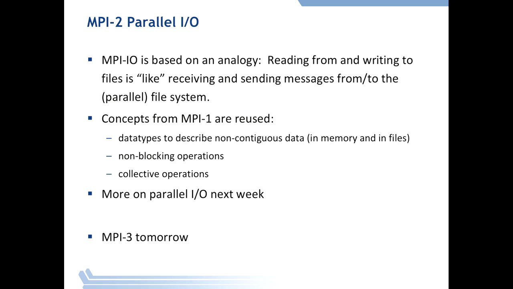That is, for scattering things across a file system or reading them into non-contiguous data in memory. You also need non-blocking operations, which are common in I/O operations, and also collective operations, because collective reads and writes can really make a huge difference in performance. So it was realized that since you needed a lot of MPI type stuff, we might as well just absorb parallel I/O into the MPI standard, and that was done in MPI 2.